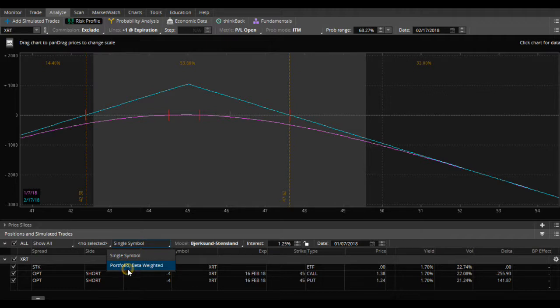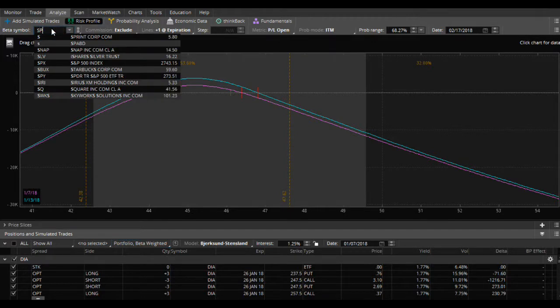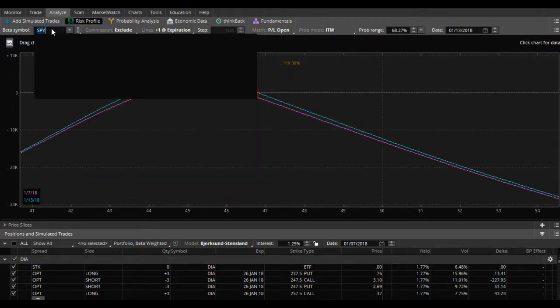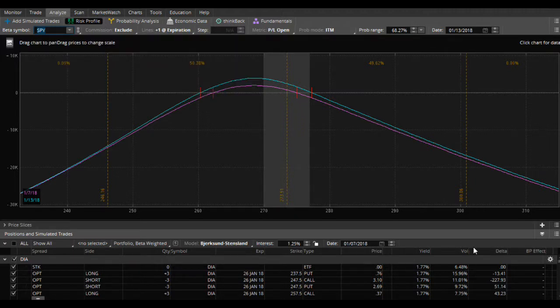And then let's actually take a look at this portfolio. Let's see if we can't beta weight it. And we're going to beta weight it to the SPY. As you can see here, the beta weight to the SPY still looks really, really good. Got a lot of time decay in this, but as you can see, it's a pretty nice circle. It's a pretty nice chart here, and so we do have pretty wide break evens.